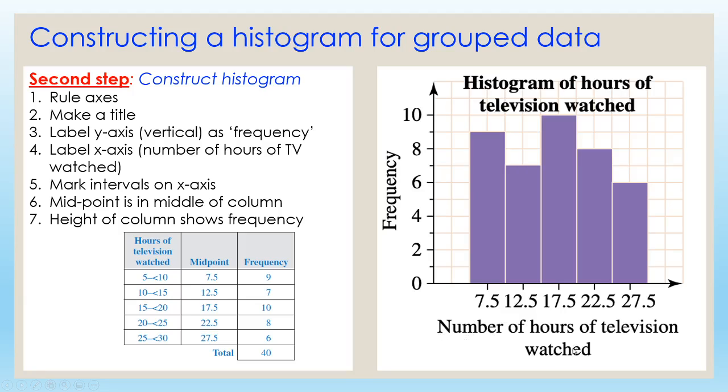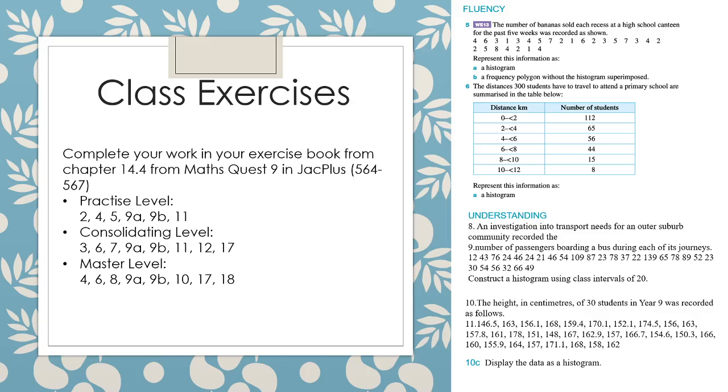And we've got the number of hours watched, and we can see here's our columns, and they're all together. There's no gaps in between. We've just outlined them to make it easy to see. And that's our histogram. Now our exercises for today are from 14.4 in our Maths Quest book.